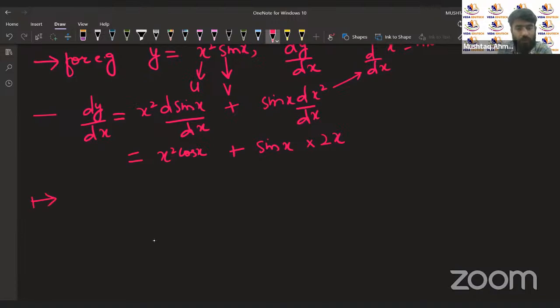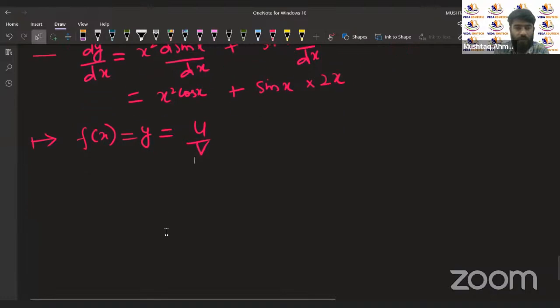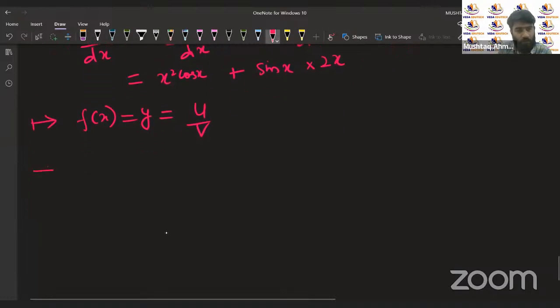And similarly, suppose we have a function f of x, it's of the form of u by v. It's of the form of u by v. So what we'll do in this case, we call that a quotient rule. We use a quotient rule for this function. The function is of this form.